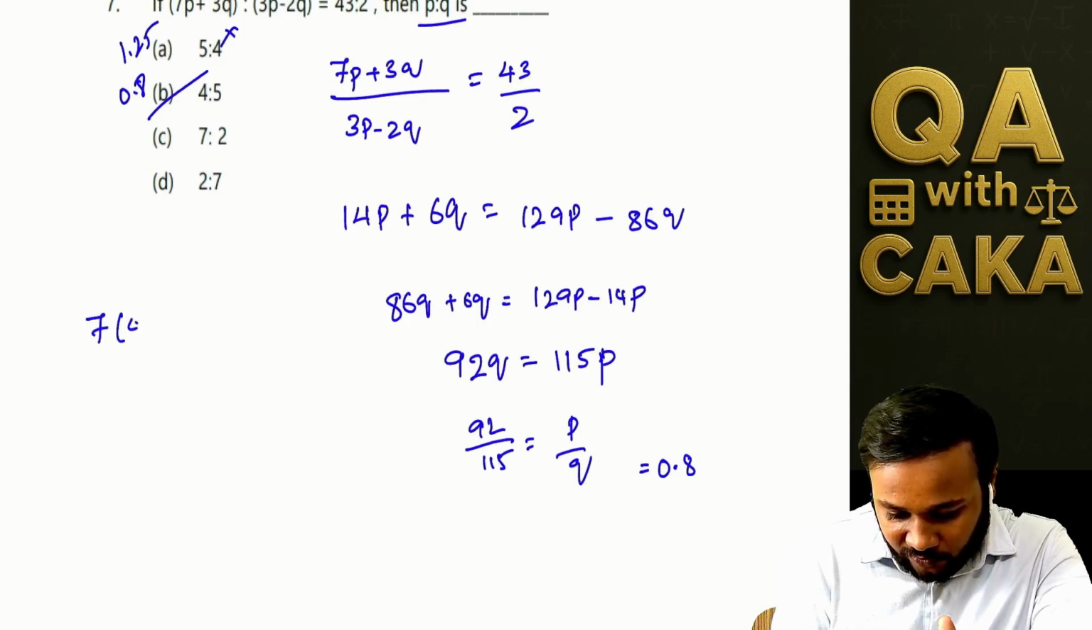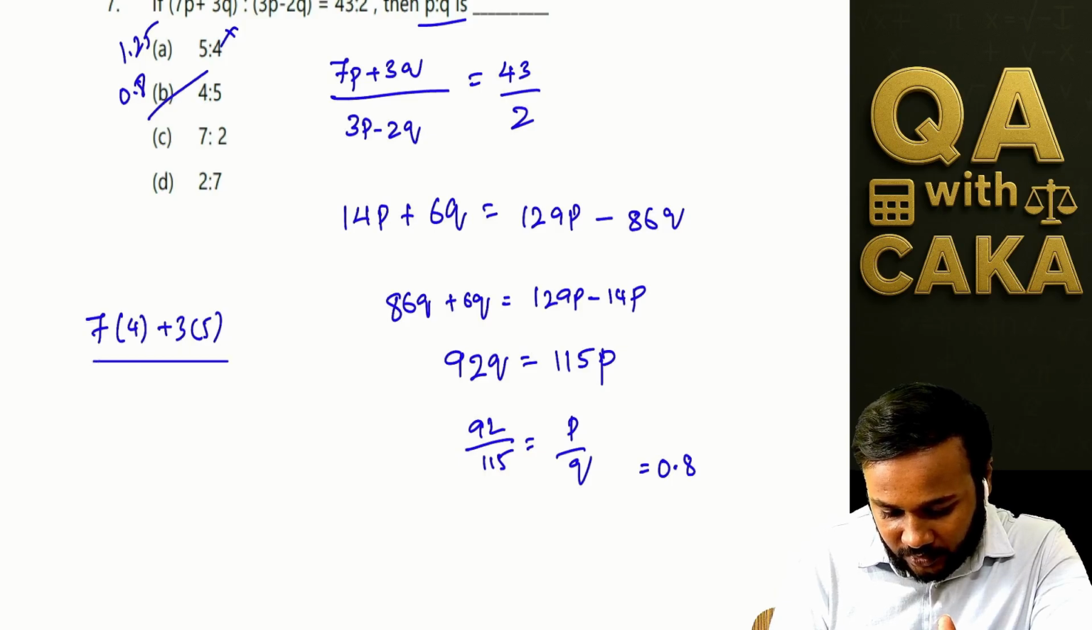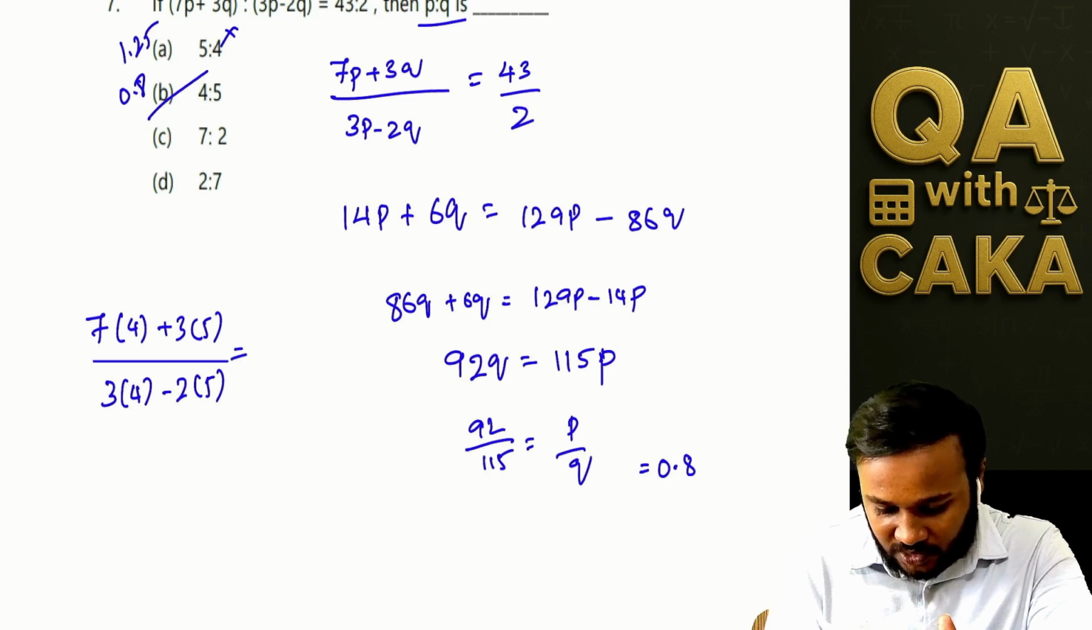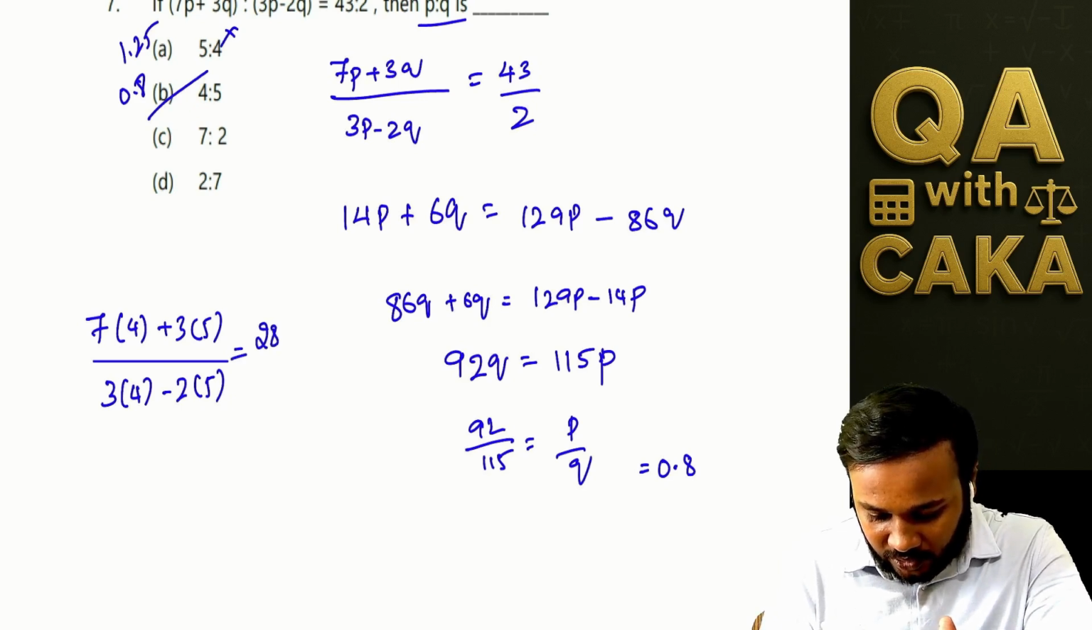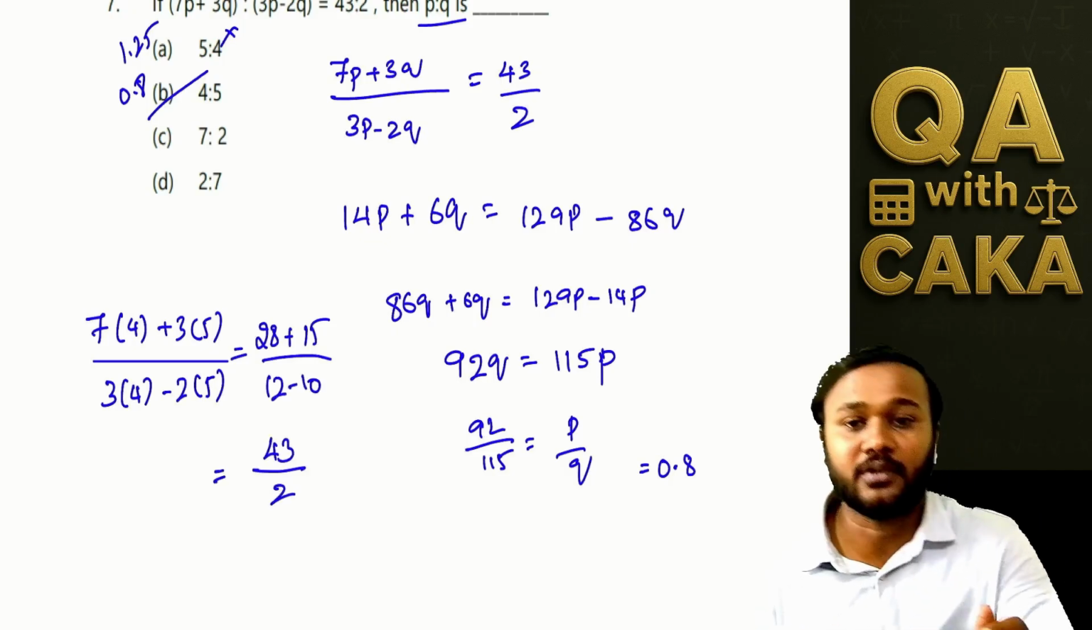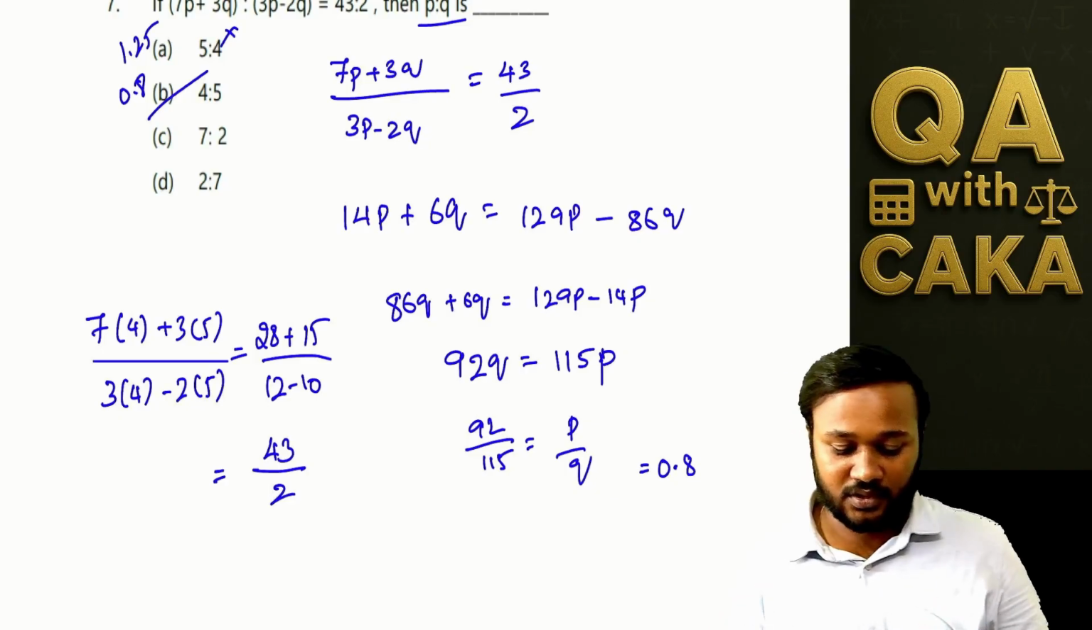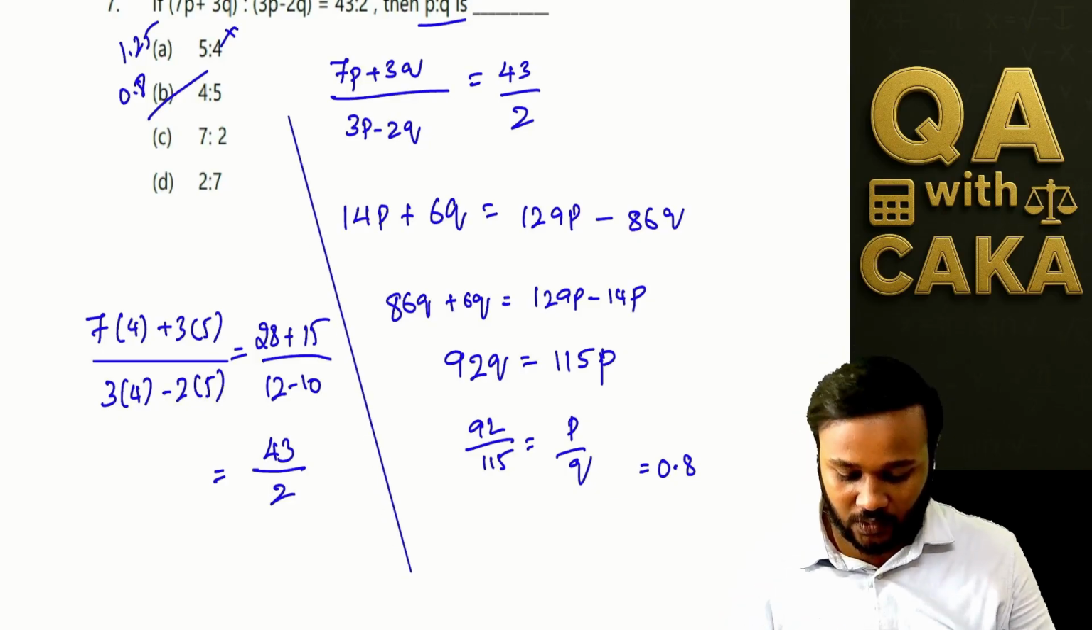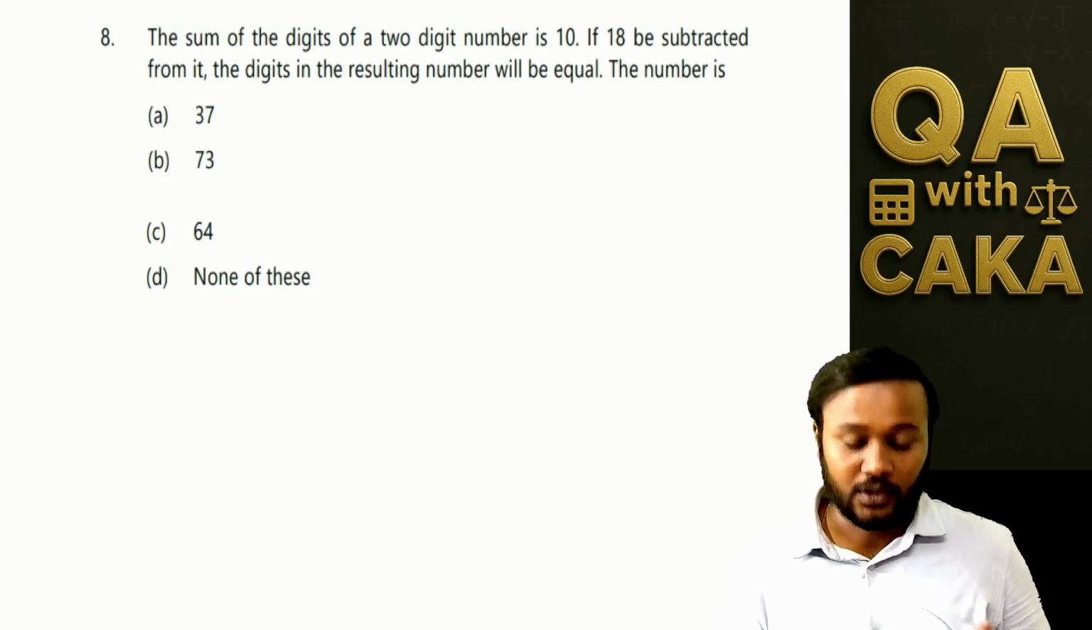So 7 into 4 plus 3 into 5 divided by 3 into 4 minus 2 into 5. Let's solve this. 7 4 is 28, 28 plus 15, 12 minus 10. So this will be 2 and this will be 43. Matching 43 by 2. That's how we get the answer. This is a two-way method. You can solve anyway.